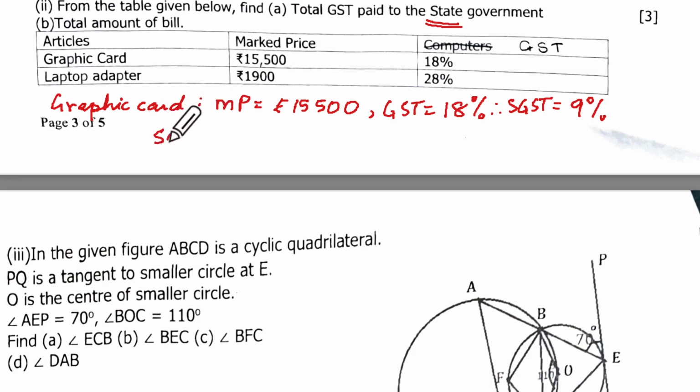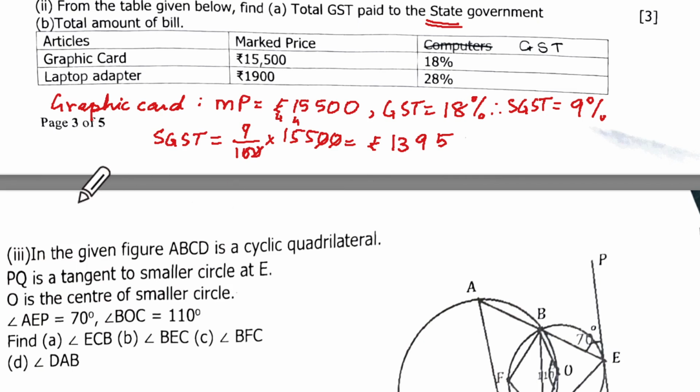So you will write SGST will be equal to 9 upon 100 into 15,500. How much is that? Rupees 9 fives 45 carry 4. 9 fives 45, 49 carry 4. 9 ones 9 and 4. Correct? Then we have the laptop adapter.